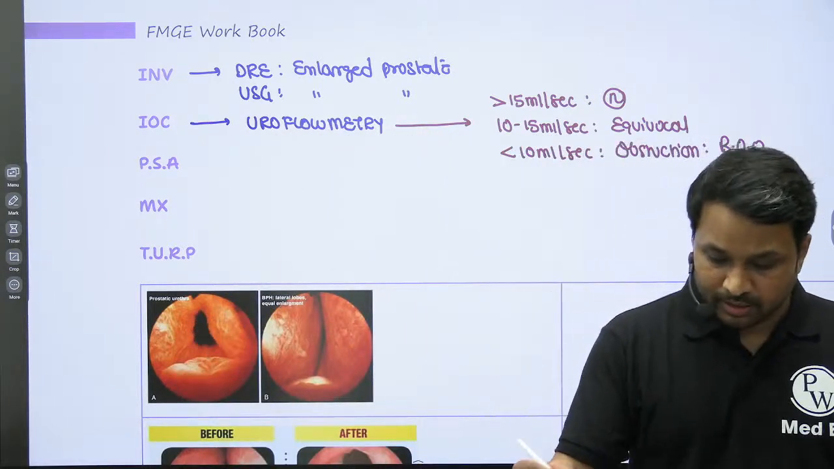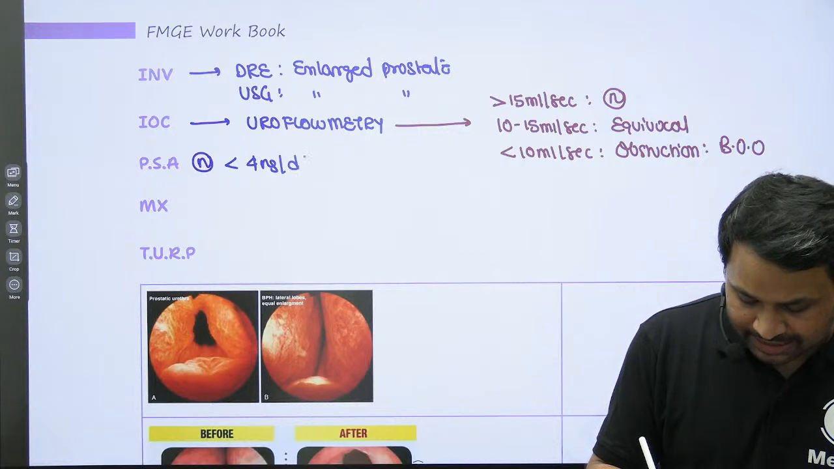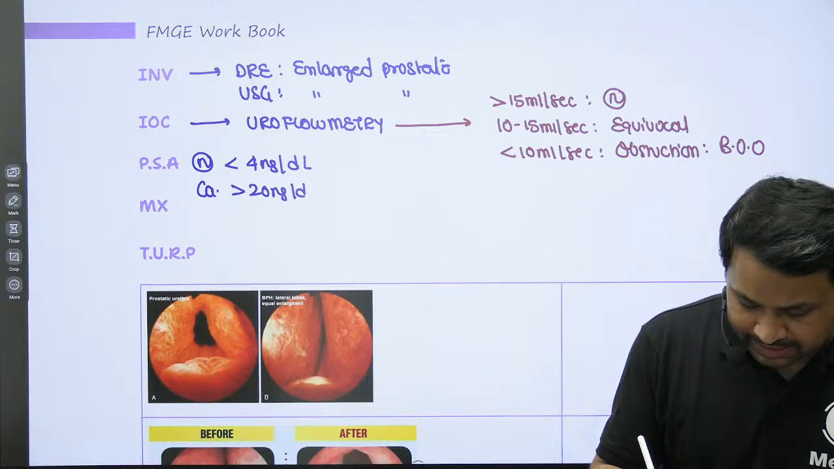PSA has to be done. Remember, the normal PSA value is less than 4 nanograms per deciliter. Now, in a cancer, it will be more than 20 nanograms per deciliter.